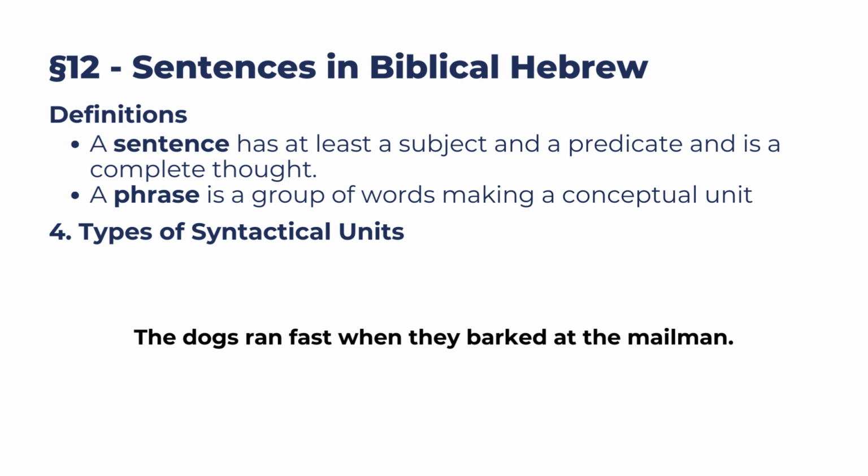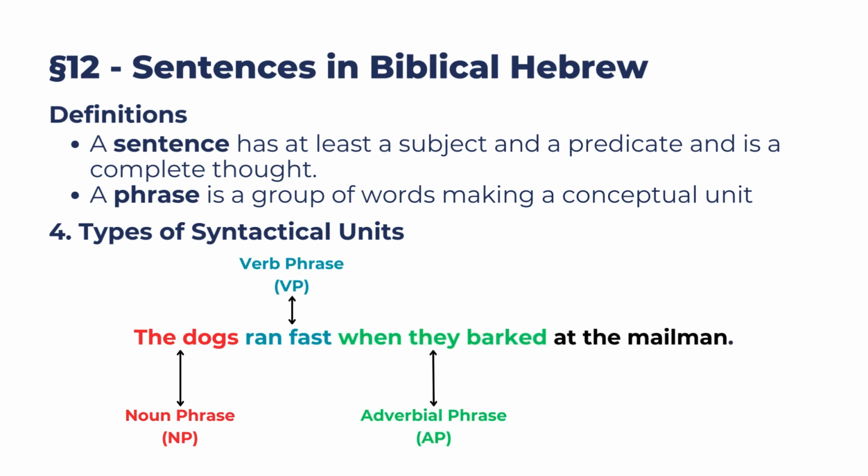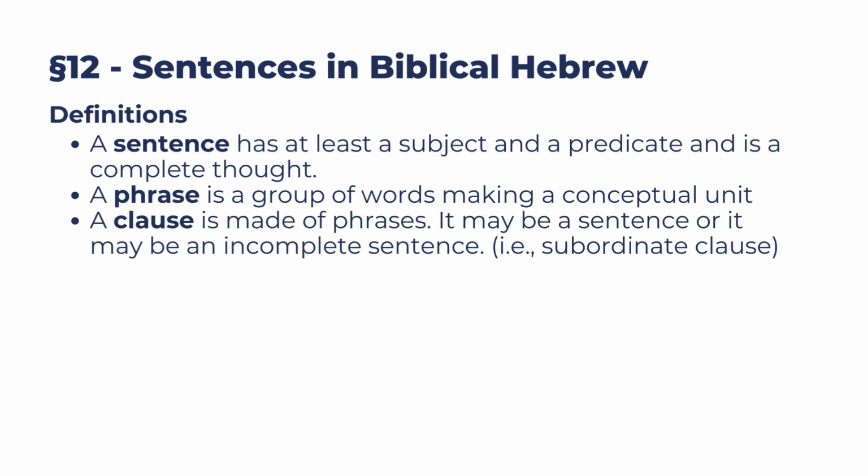Merwe identifies four such possibilities. In this example sentence, we see that "the dogs" is a noun phrase. "Ran fast" is a verb phrase. "When they barked" is an adverbial phrase. And "at the mailman" is a prepositional phrase.